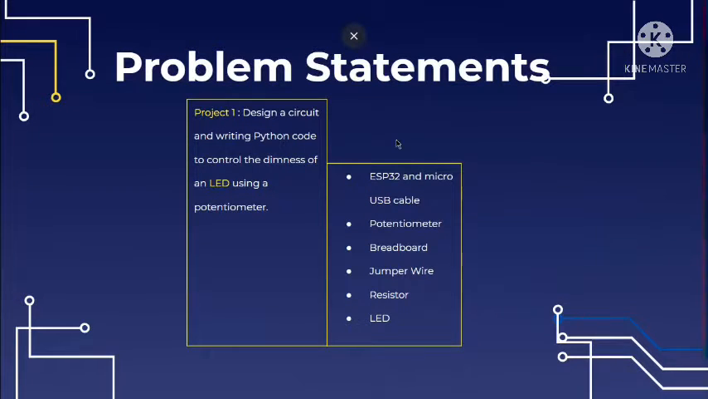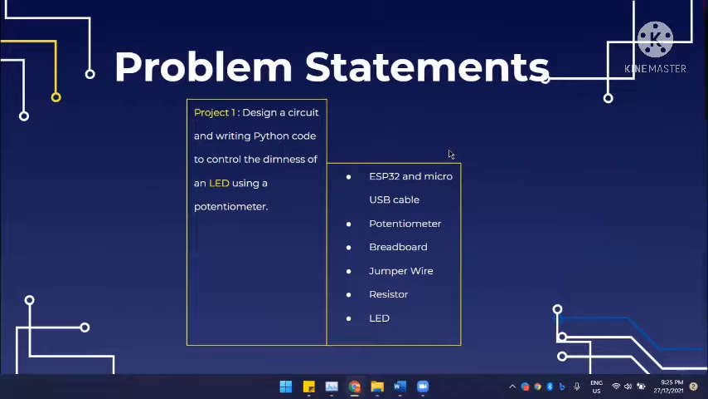Thank you, Bashir. Here is the problem statement for both projects. Project 1 emphasizes how to design a circuit and write Python code to control the dimness of an LED using a potentiometer. The provided minimum requirement components for this problem are as follows: ESP32 and micro USB cable, potentiometer, breadboard, jumper wire, resistor, and LED.